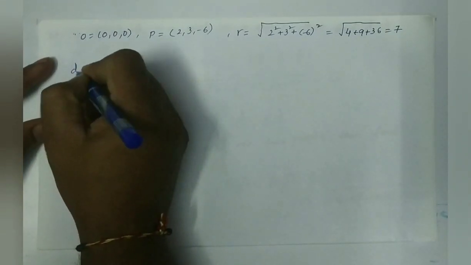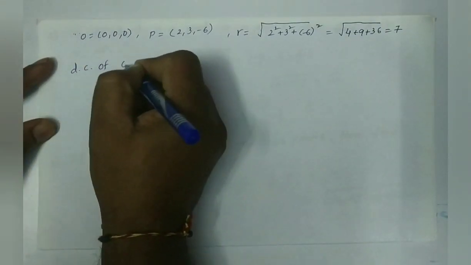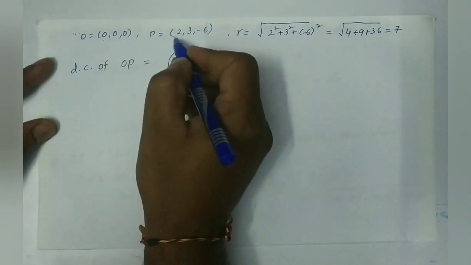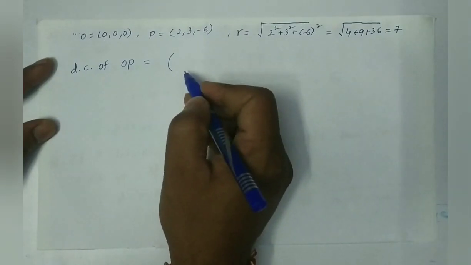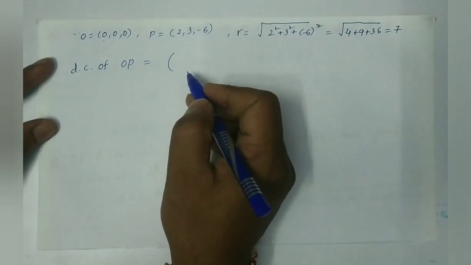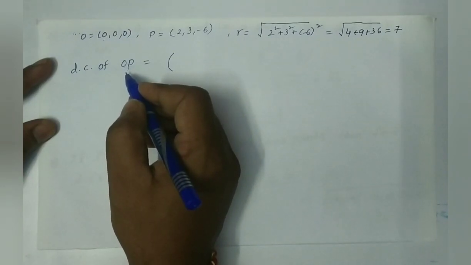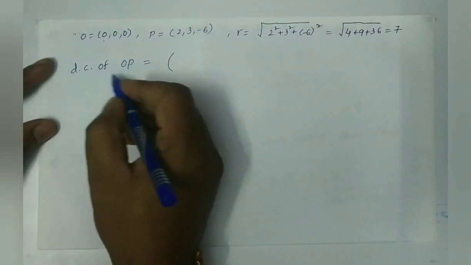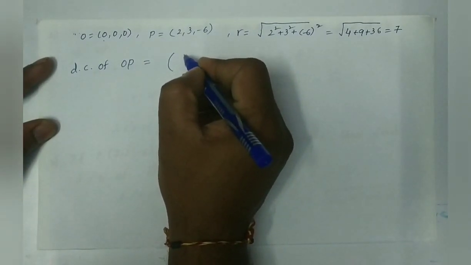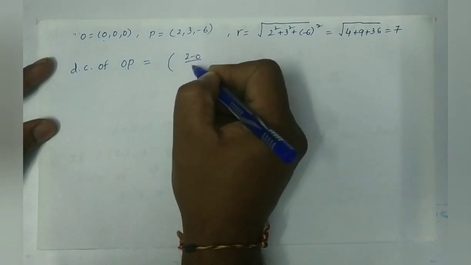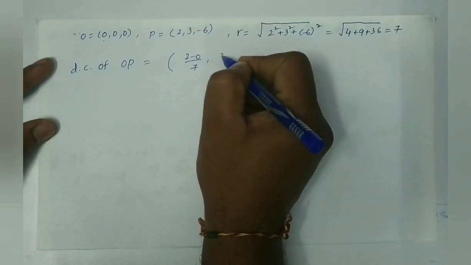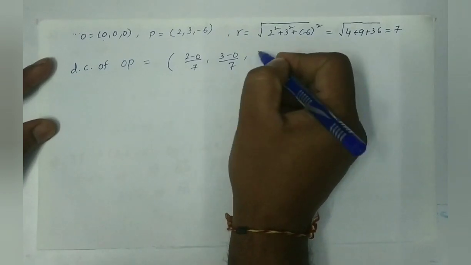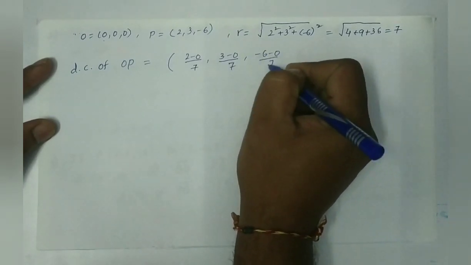So here the direction cosines of OP. This is x1 y1 z1, this is x2 y2 z2. Already we know the formula for the direction cosines of the line joining the points x1 y1 z1 and x2 y2 z2, so here I am using that formula. The direction cosines of OP are x2 minus x1, that is 2 minus 0, by r, which is 7, y2 minus y1, that is 3 minus 0, divided by 7. Next, minus 6 minus 0 divided by 7.